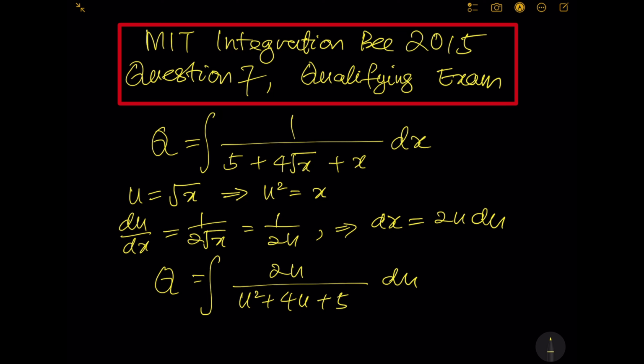Let's do a trick here. For the top, let's plus 4 and then minus 4. The reason we do the plus 4 and minus 4 is because we want to have 2u plus 4. That is because 2u plus 4 is equal to the differential of u squared plus 4u plus 5.